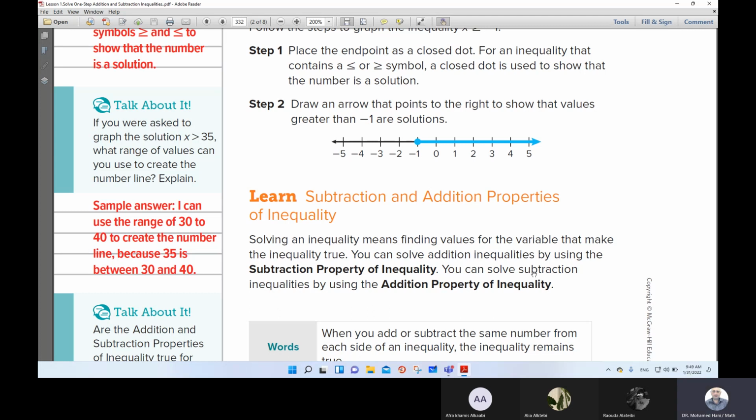Suppose we have n less than or equal to -2. Draw the number line. Here we have 0. Where is -2? This is -1 and this is -2. We have equal in the sign, so draw a solid circle. And what is the direction here? n less than or equal to -2 means from -2 to the negative side. Okay? These are the 4 cases to graph any inequality. Do you have any question here?